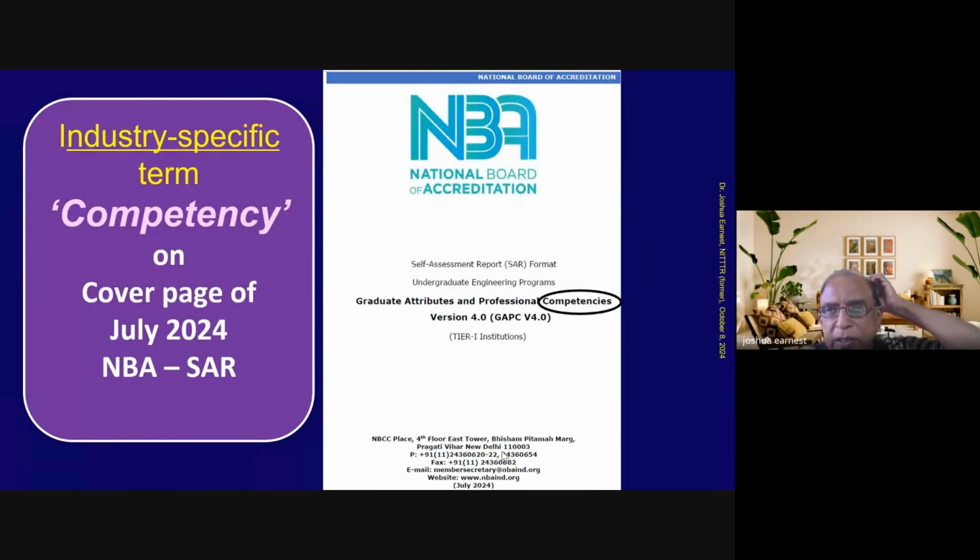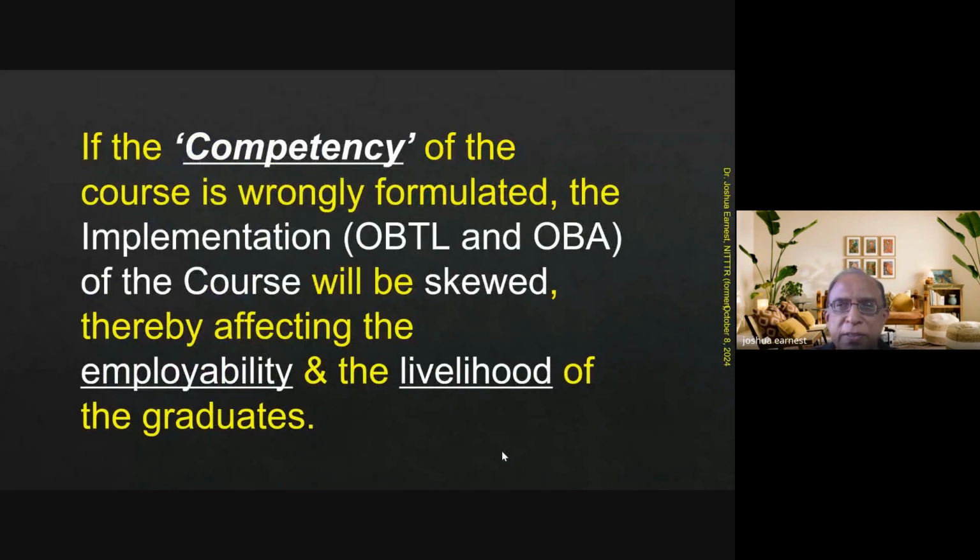So finally, we know that competency came onto the cover page of the NBA July 2024 document. Okay, I'll stop it there. Now, what is this competency?